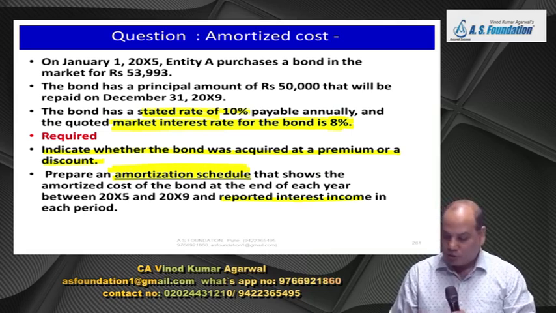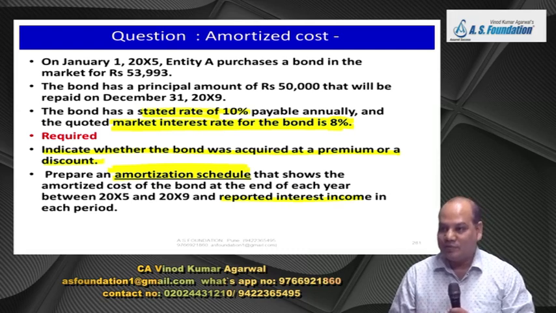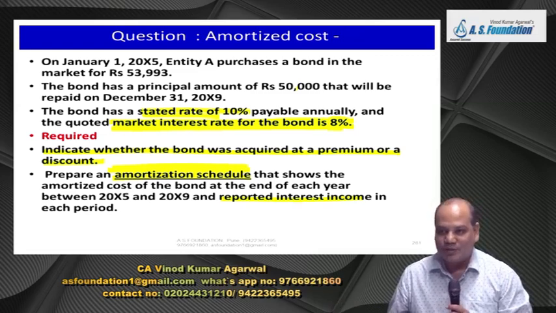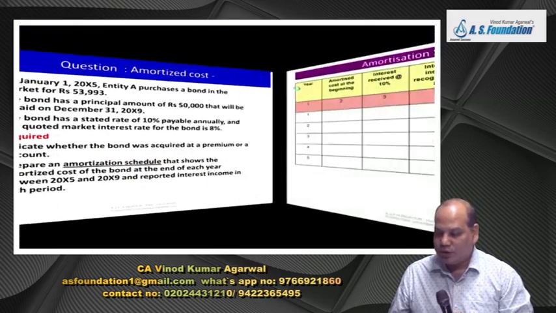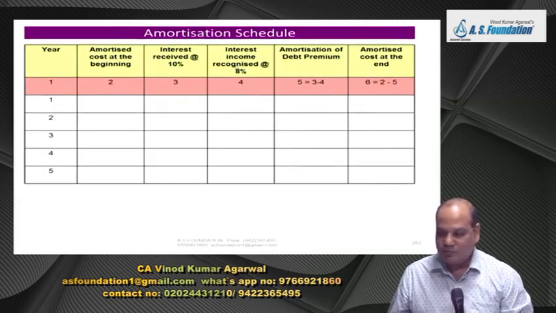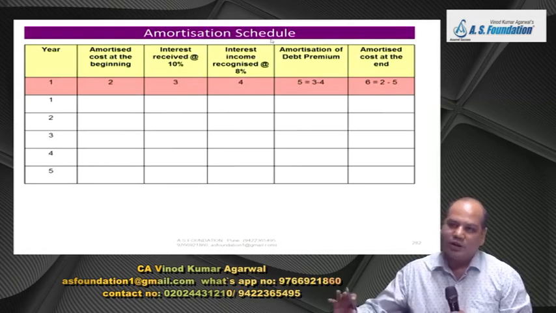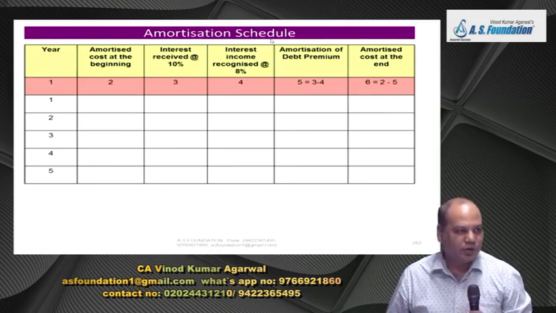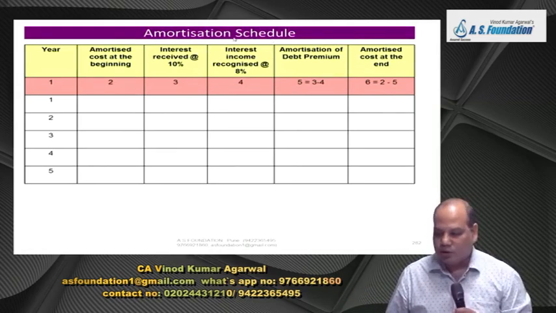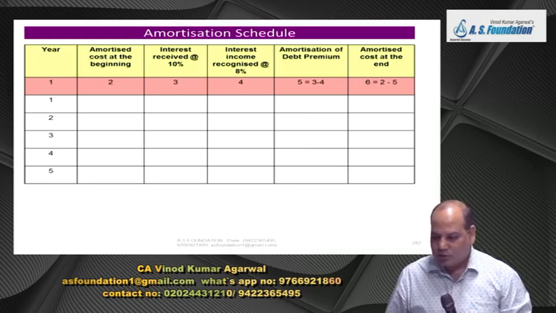And then there is one more question, journalize. So you have to pass journal entries. How will you account for this instrument in the books of NTTA, which is the investor entity? So see the amortization schedule. This is one format, and then I will show you one more format. Whichever one you want to follow, you can follow in the exam. Both are allowed. Understand the format, then we will do the calculation part.